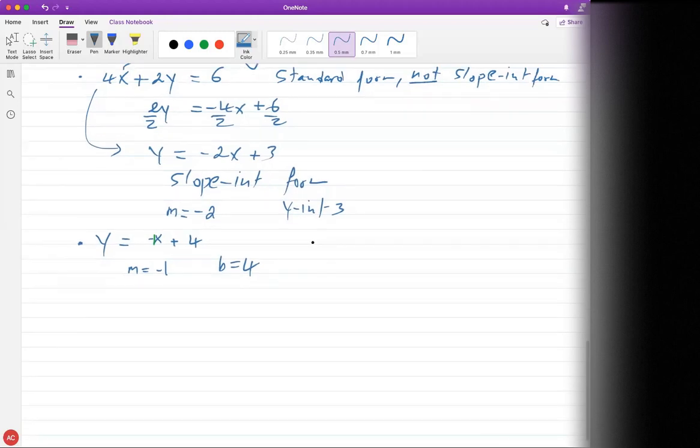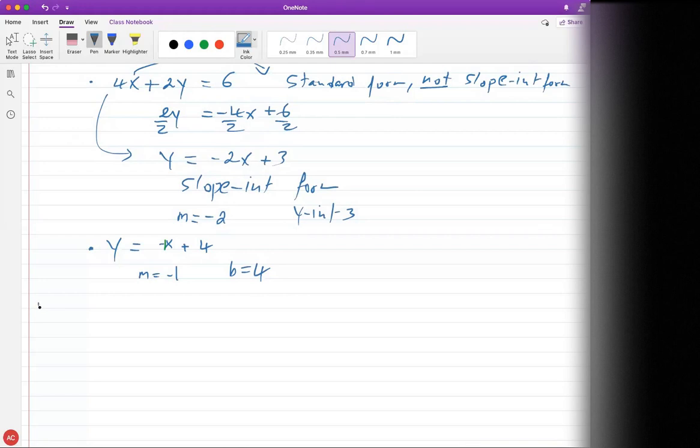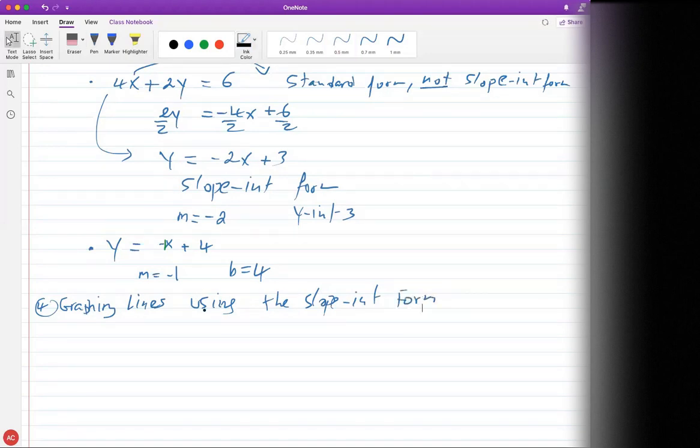So the next thing we're going to talk about is how to graph these lines. So far we can get the m, we can get the b, but let's see how to get the graph from here quickly. Graphing lines using the slope-intercept form. It's very quick, very easy.